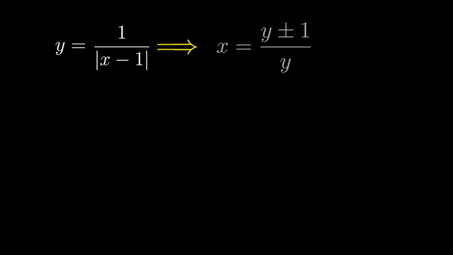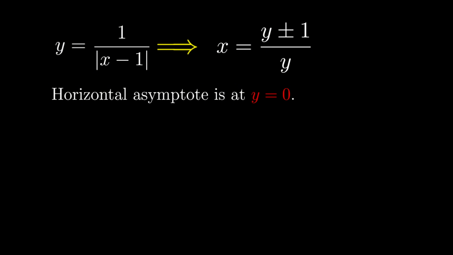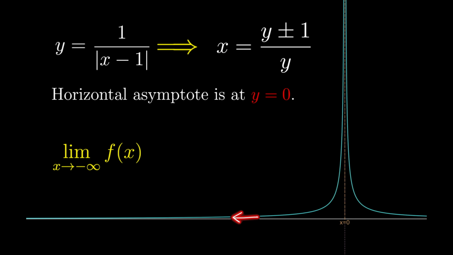Let us now look at this function at infinity. Replacing f by y and solving for the variable x, you will have this simplification. By equating the denominator to 0, we will obtain the horizontal asymptote of the function, which is y equals 0. For this limit, as we approach the value of x towards negative infinity, notice that the value of the function tends to approach the horizontal asymptote.